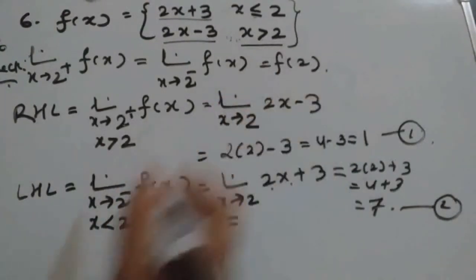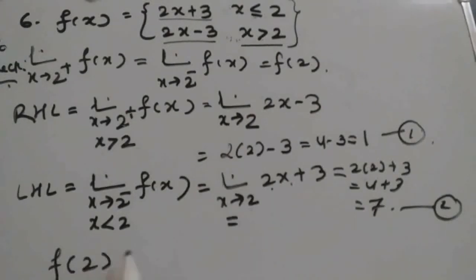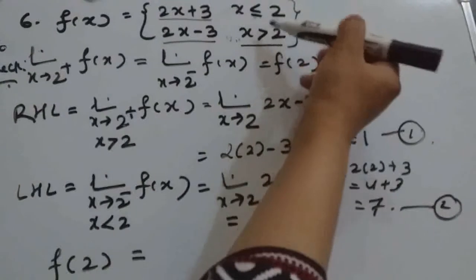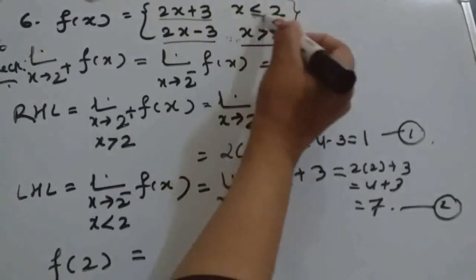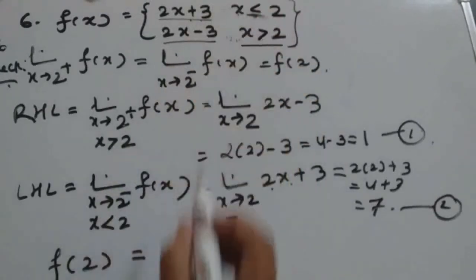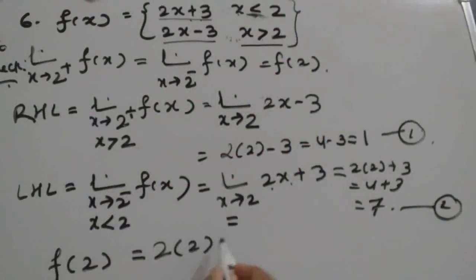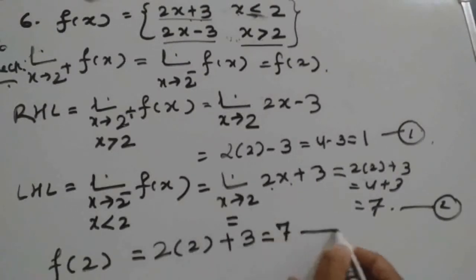Now we'll find the f of 2 value. F of 2 means the value of x is equal to 2. So in which function can you find x equal to 2? This has the equal sign, so x equal to 2 is in the first function. So here we will write 2 into 2 plus 3, so 4 plus 3, that is 7.